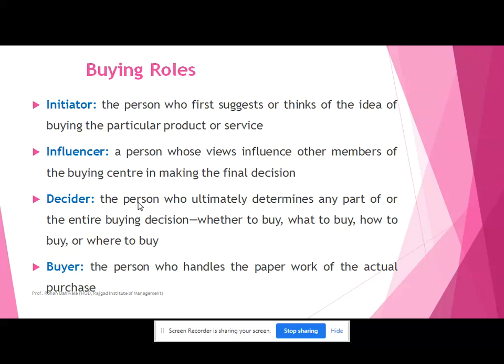So what do you understand by composition? Composition includes the size, the hierarchical levels, and the functional areas involved. The influence includes those individuals with the most influence in the buying process. And the roles include the identification of different roles played by the buying center members. So we are more concerned with these buying roles.